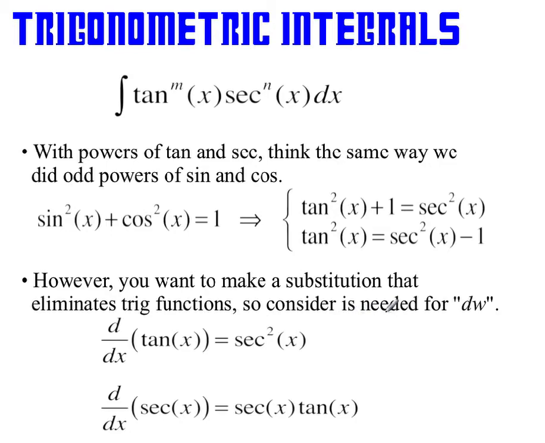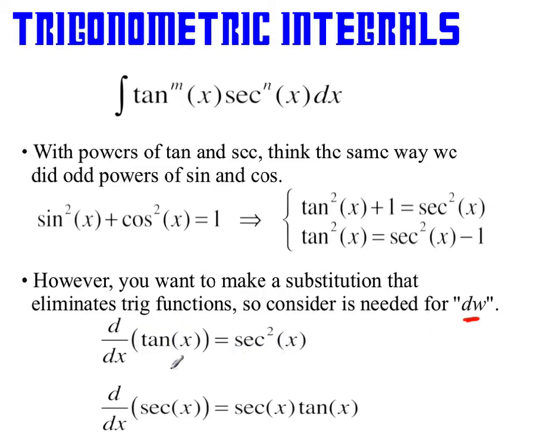Okay. Now, one thing that's going to be different though than when we did this with sine and cosine is we need to make a substitution that is going to eliminate trig functions. And with sines and cosines, derivative of sine is cosine, derivative of cosine is negative sine, so we needed that singleton sine or cosine left over. Here it's a little different because the dw that we're wanting is going to be the derivative of the other function.